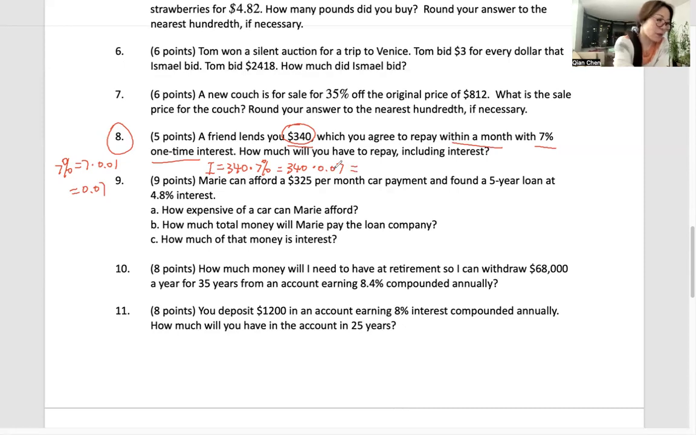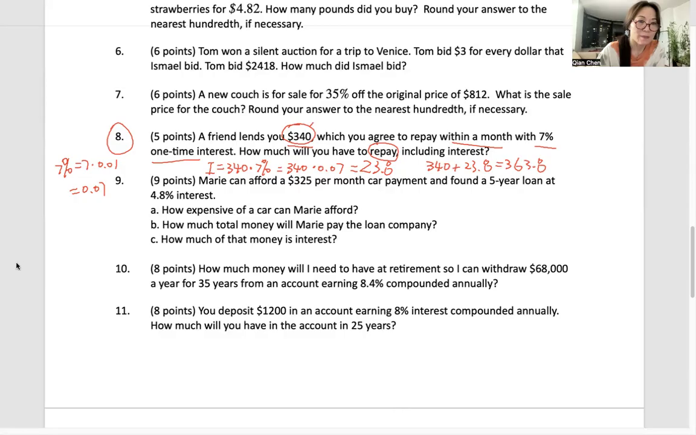Okay, so I'm going to hit into a calculator. 0.07 multiplied by 340. So I get $23.80. That's the interest. Because of how much we have to repay the whole thing, right? First you have to repay $340, then plus $23.80. So what do you get? You get 363.8. So you have to repay $363.80. The money you borrowed, and the interest you agreed to pay.